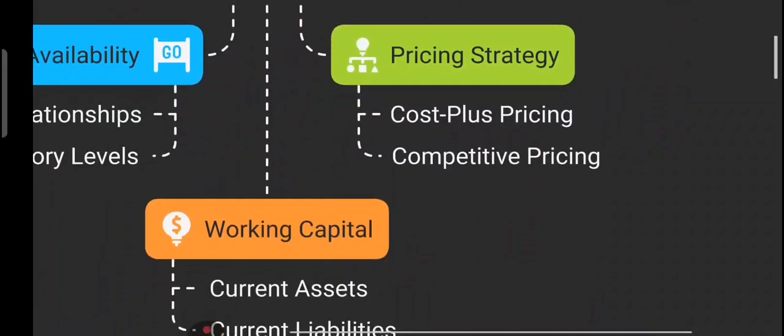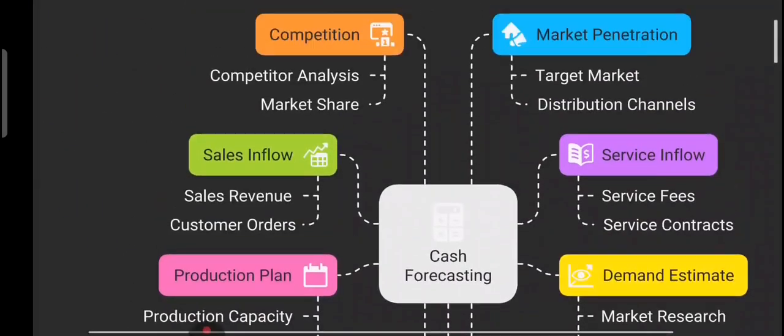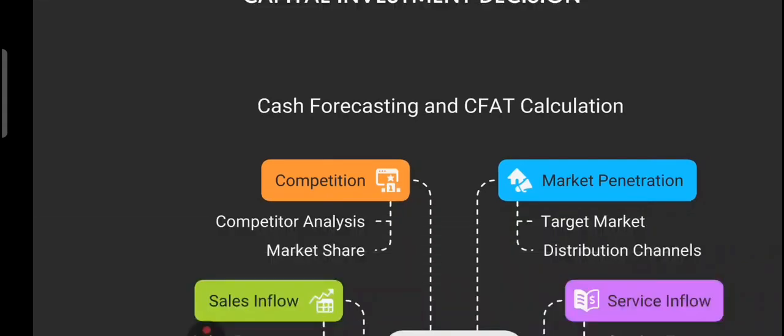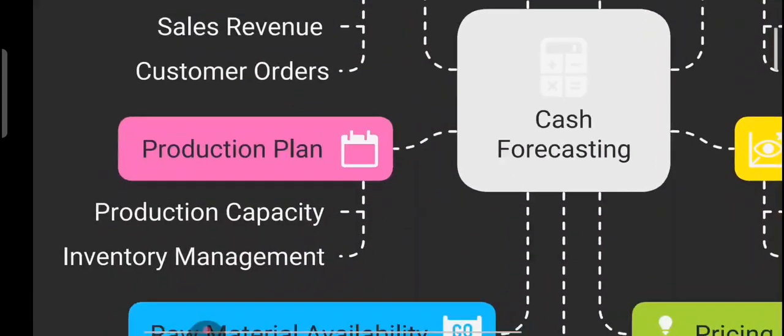Then we have competition. Yes, competition always plays a super important role. So what is the meaning of competition? As you can see on the top left side, competition means analyzing market share and rivals to ensure you stay ahead and plan for a price war or volume change. Then we have something called production plan.